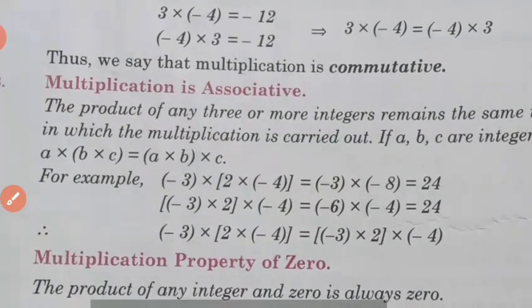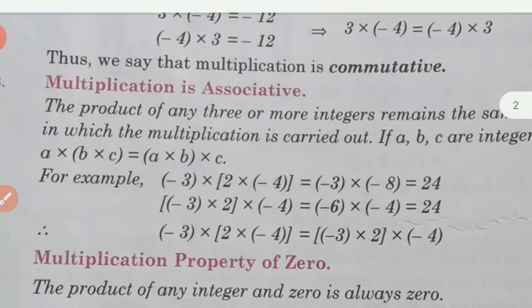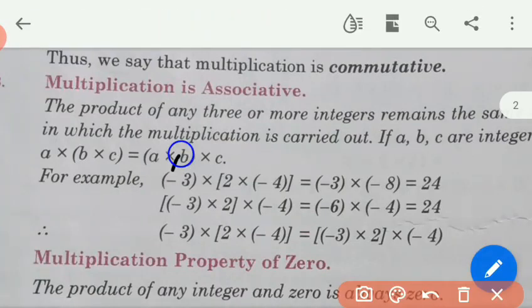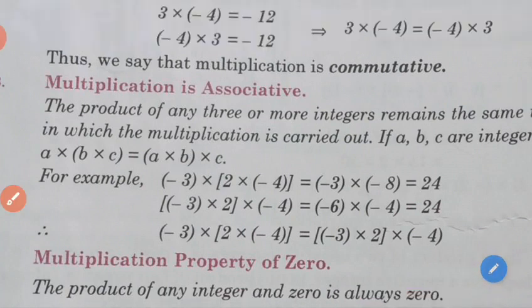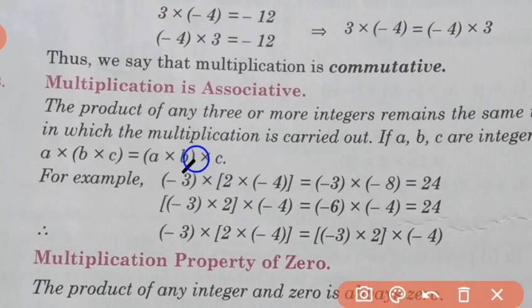Here bracket means first we have to solve the bracket numbers, 2 into minus 4. So minus 3 as it is, and 2 into minus 4 we first have to multiply. So 2 4s are 8, minus 8. Then 3 into 8, 3 8s are 24, and minus into minus is plus. So the answer is 24.